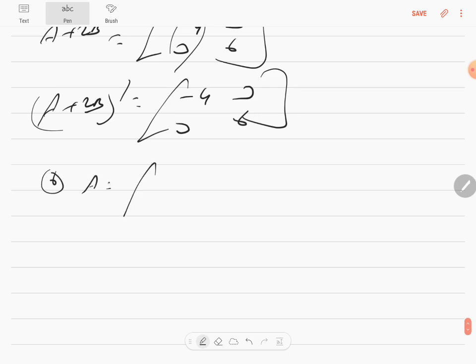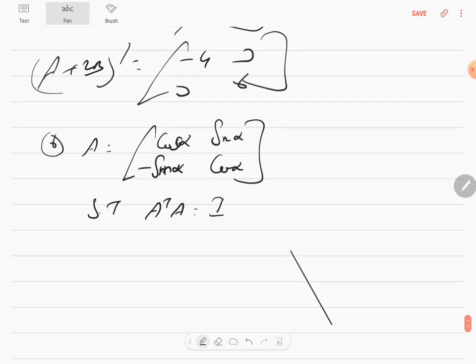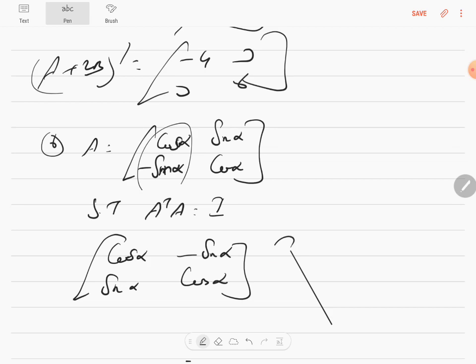So if A is equal to cos alpha, sin alpha, minus sin alpha, and cos alpha, show that A transpose into A is equal to I. A transpose, just transpose this, you get rows for columns: cos alpha, minus sin alpha, sin alpha, cos alpha, into A. You can't write it as A into A transpose. Whatever is given, you should keep it like that because matrix multiplication is not commutative.